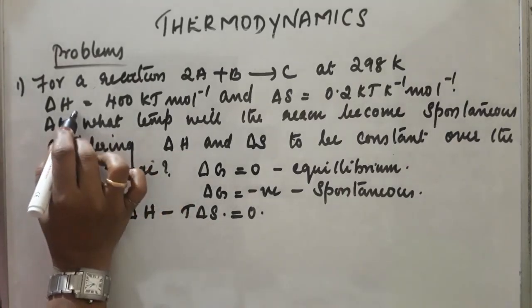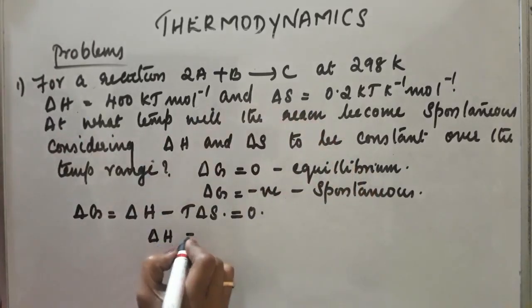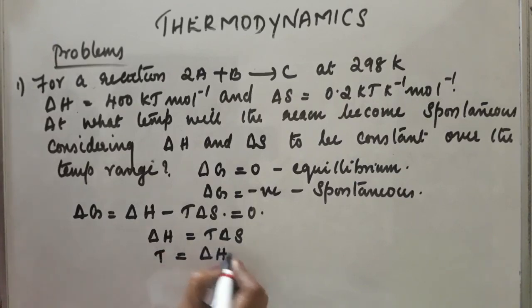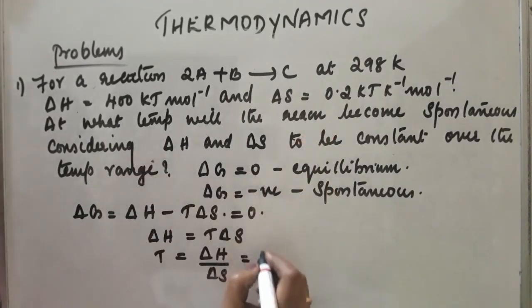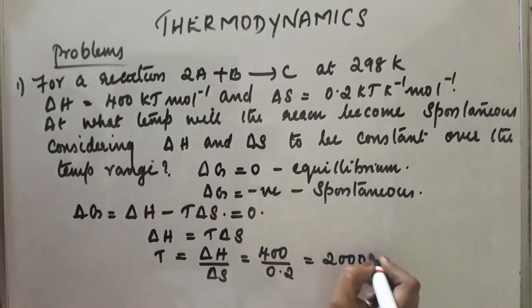And we know delta H is given, delta S is given. So delta H is equal to T delta S, so we can find T from this. T is equal to delta H by delta S. At equilibrium the temperature will be delta H, given 400, by 0.2, that is equal to 2000 Kelvin. At equilibrium the temperature is 2000.